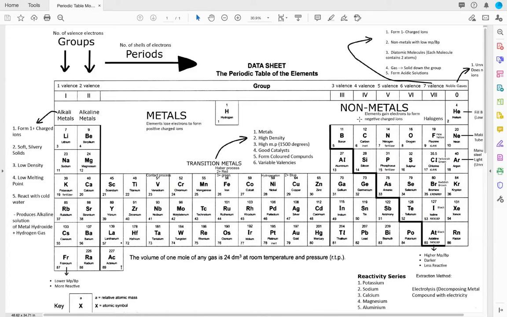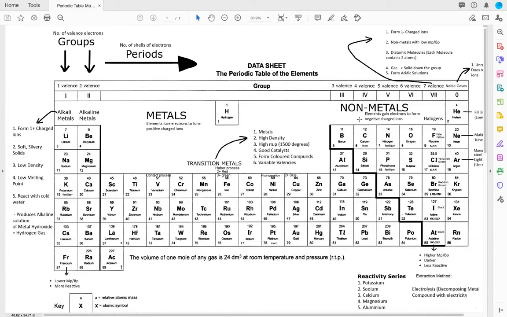Now, if it has 5 in the last shell, which means it will be in group 5, losing 5 will require more energy compared to just gaining 3 more electrons. So we say that gaining 3 is easier. And that's what it does. It simply gains 3 more electrons. Group 6 will obviously gain 2 more electrons. 7 will get 1 more electron. And when it has 8, it doesn't need to do anything. It is already where it is stable.